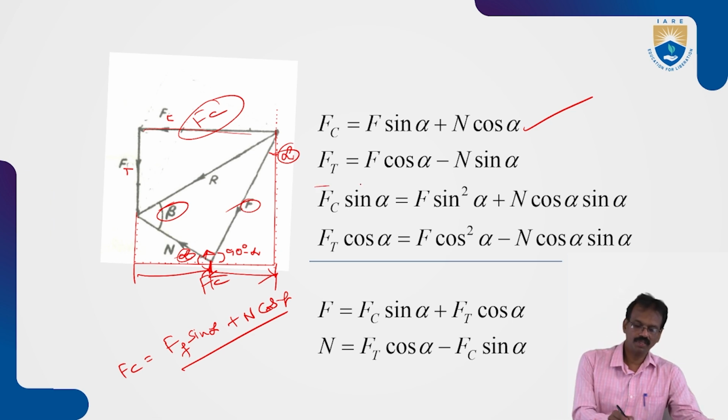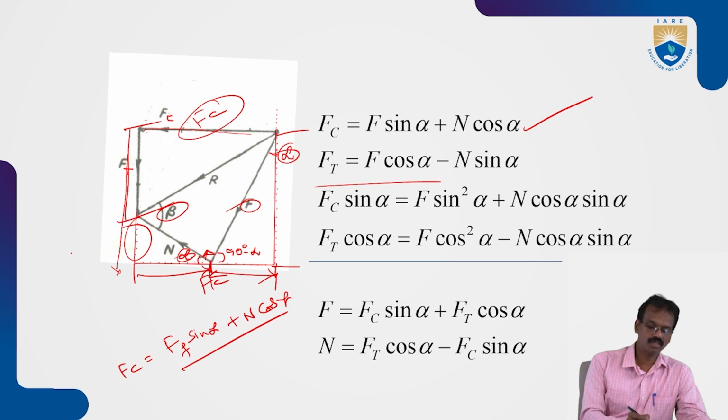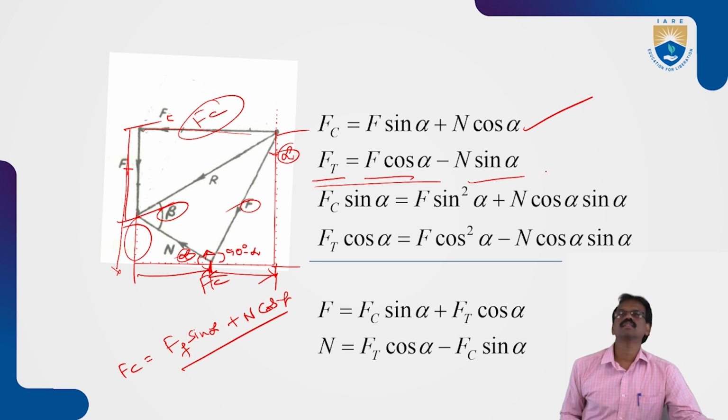Similarly, Ft also you can find out. This is the distance of F cos alpha. So from F cos alpha, this is the total distance, equal to F cos alpha. From the total distance minus this distance, which is equal to N sin alpha. So it means Ft is equal to F cos alpha minus N sin alpha.